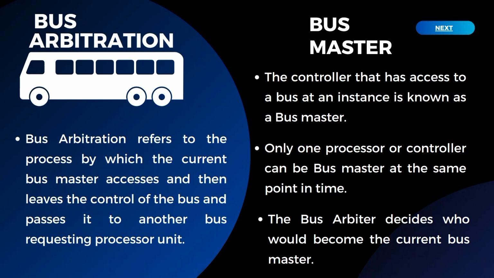A conflict may arise if a number of DMA controllers or other controllers or processors try to access the common bus at the same time, but access can be given to only one of those. Only one processor or controller can be bus master at the same point in time. To resolve these conflicts, the bus arbitration procedure is implemented to coordinate the activities of all devices requesting memory transfers. The selection of the bus master must take into account the needs of various devices by establishing a priority system for gaining access to the bus. The bus arbiter decides who would become the current bus master.